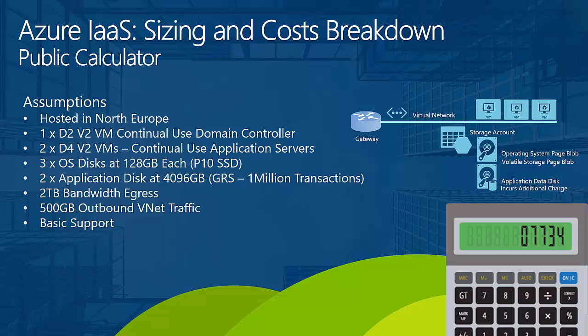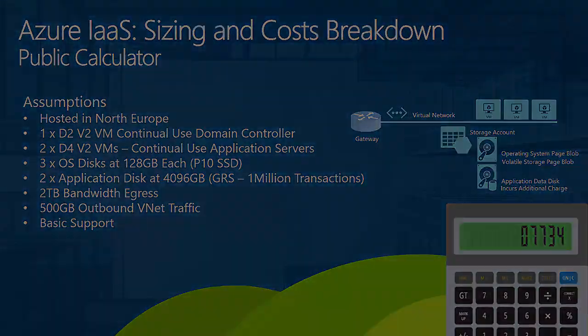We're also going to price 2 D4V2 VMs, which are going to be used as application servers. The operating system disks are going to be 128 gigabyte P10 SSDs, and we're going to have 2 application disks totaling 4,096 gigabytes, which is going to be geo-redundant storage. We're expecting 2 terabytes of egress bandwidth for the application, as well as 500 gigabytes of outbound VNet traffic for our VNet connections. All of this will be tied in with a basic support contract.